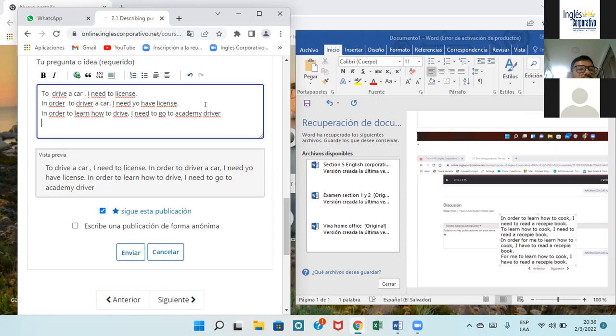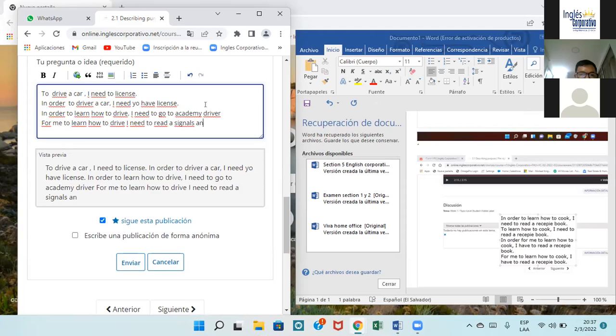In order to drive a car, I need to learn. For me to learn how to drive, I need to read signals and take a driver class. I don't know.